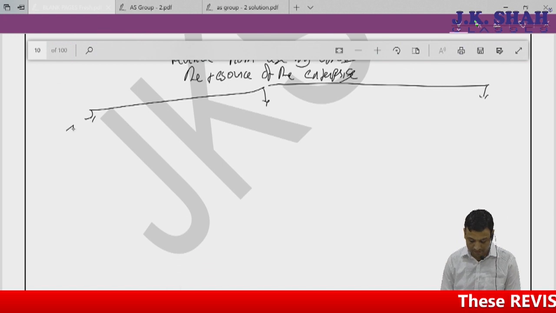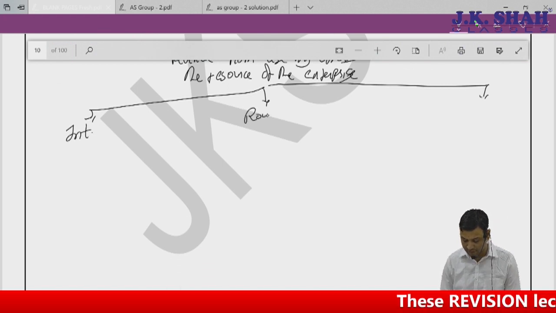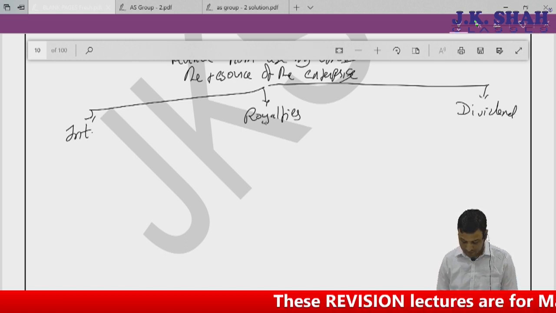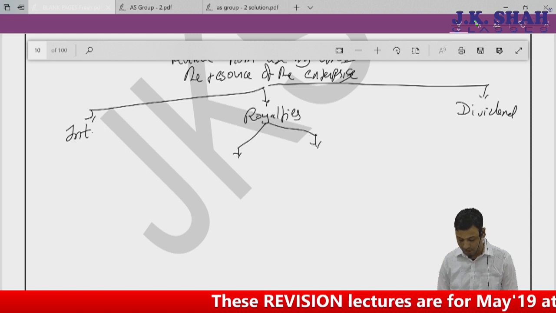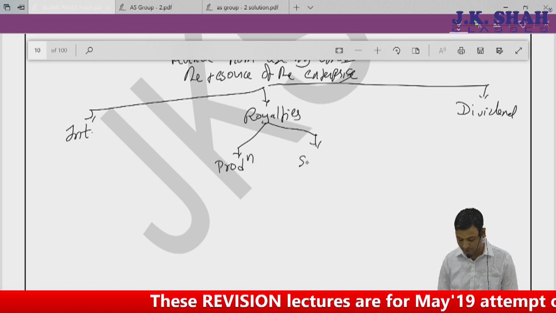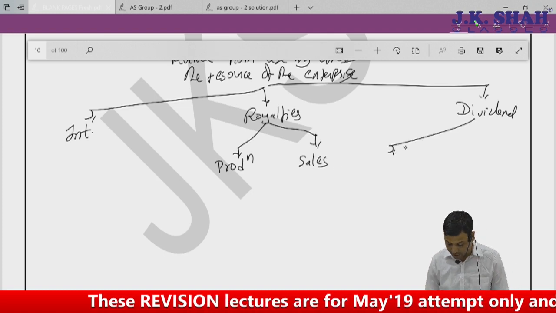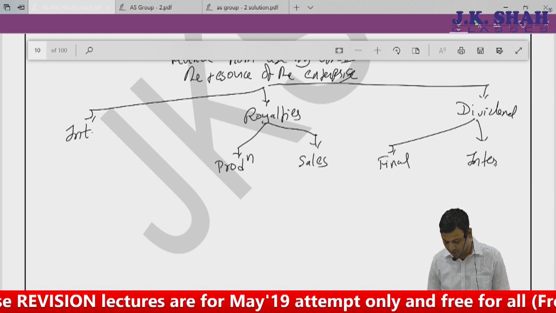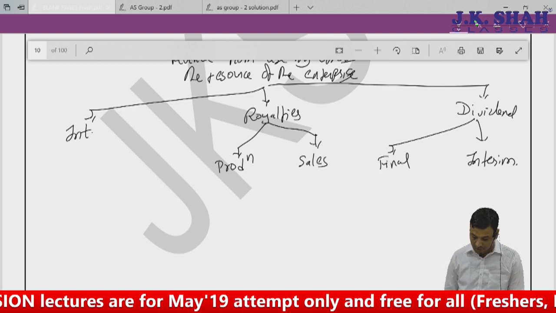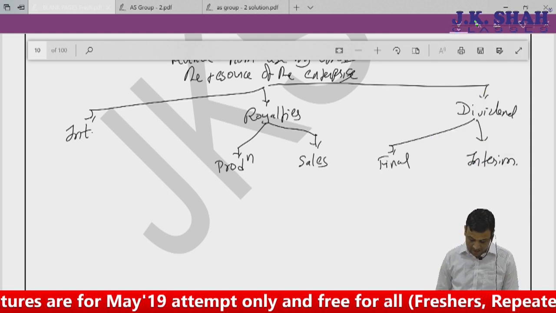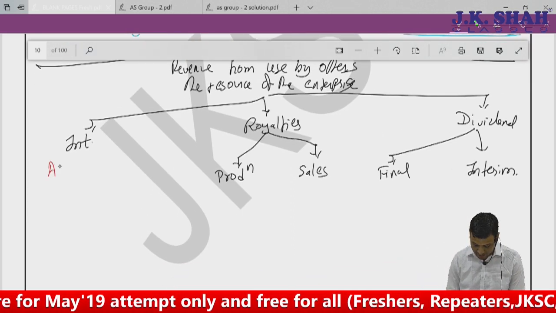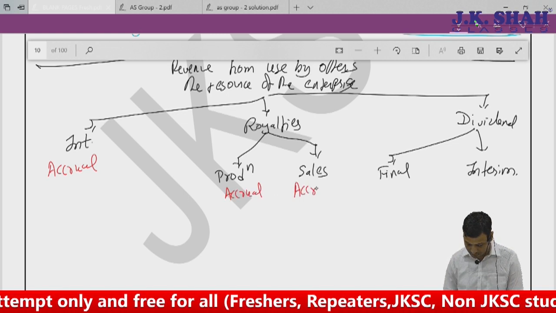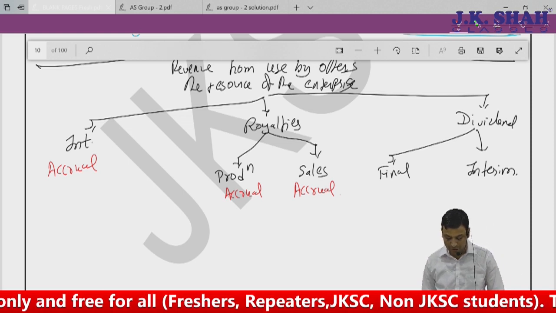Here we have 3 things: interest, royalties and dividends. Royalties can be on production or on sales. Same way, dividend can be a final dividend or an interim dividend. Now, as far as interest and royalties are concerned, it is obviously based on accrual basis. Always based on accrual basis.